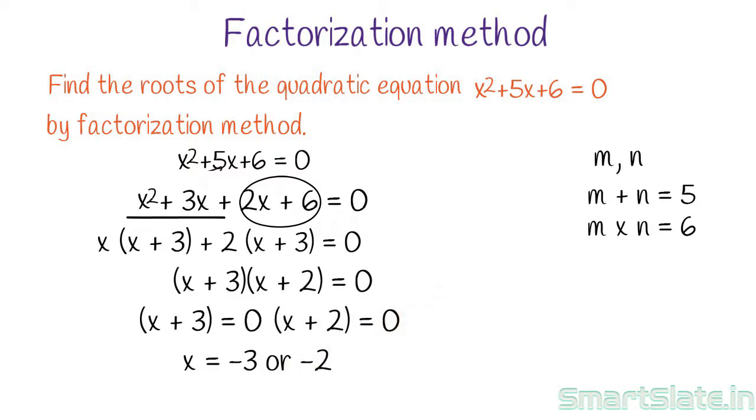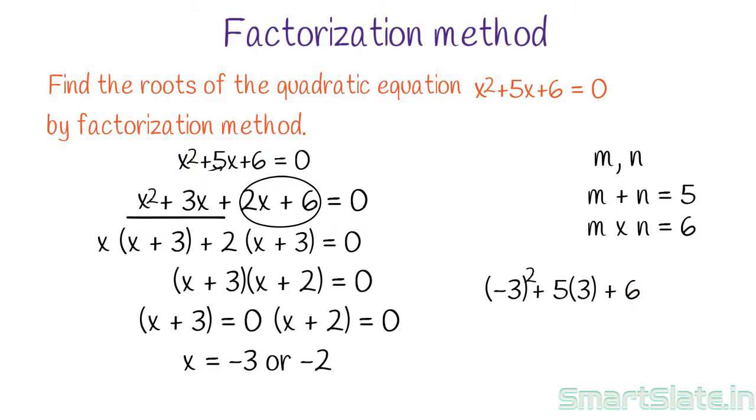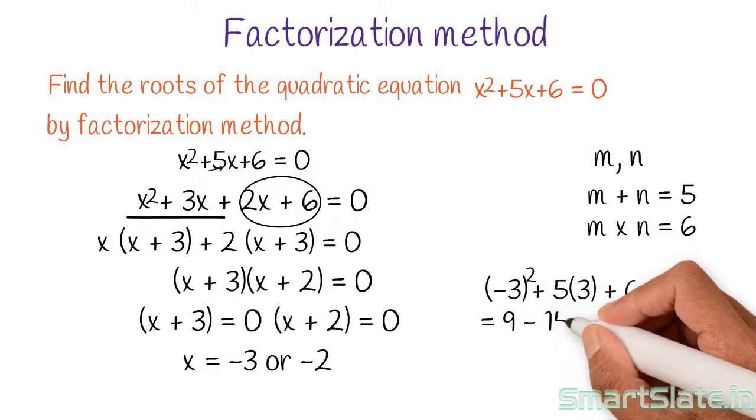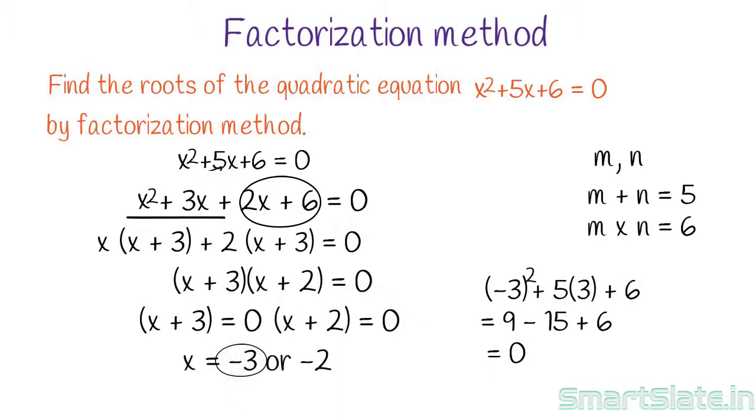To validate, substitute these values into the equation. Minus 3 square plus 5 into minus 3 plus 6 is 9 minus 15 plus 6. This is equal to 0. Hence, we can safely say minus 3 is one among the roots. Go ahead and calculate the equation value for x equal to minus 2. You would get 0. Not only for the factorization method, for any other method, whenever you find the root, validate it by substituting in the equation so that you are doubly sure of the answer.